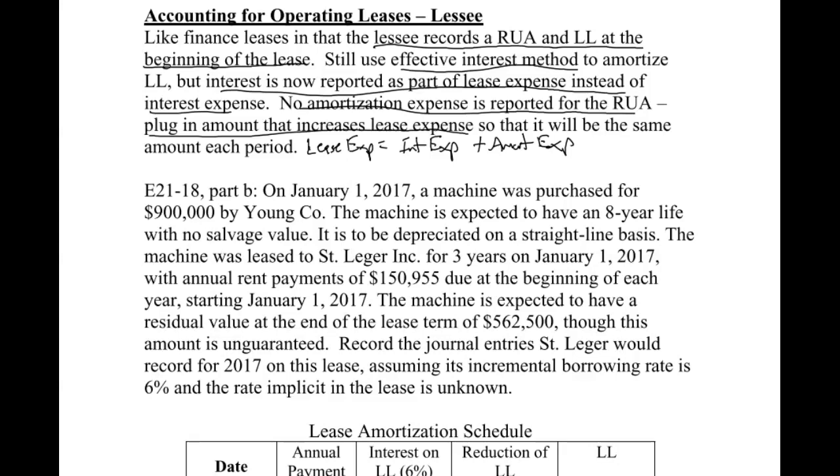So the main difference, though, is that amortization expense is not done over the straight line basis like it was done for the finance leases. So that's our main difference here.